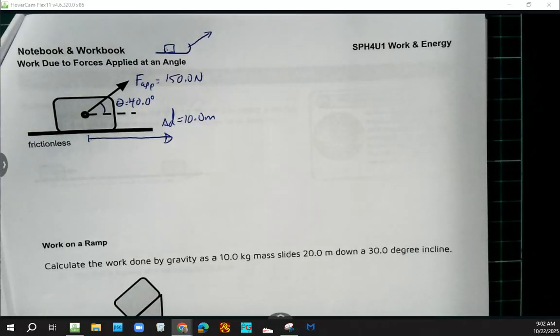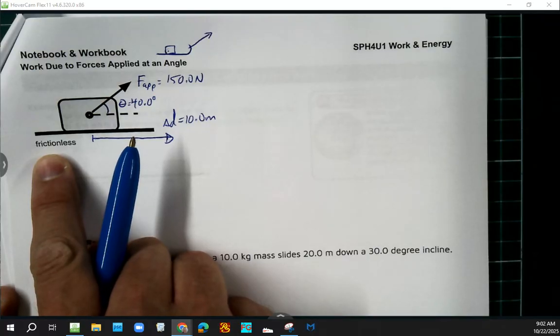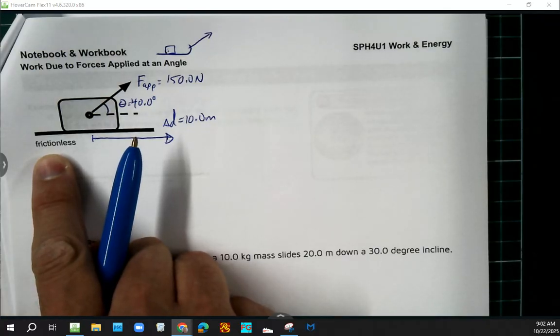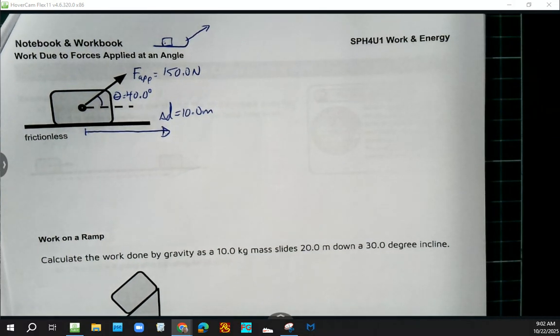And this time, I know we already talked about friction, but this time we're going to say this is frictionless. I don't really want to deal with the angle side of things and friction at the same time, because if we can deal with the angle side, we can also lay the friction side back down on top of it again in homework problems.